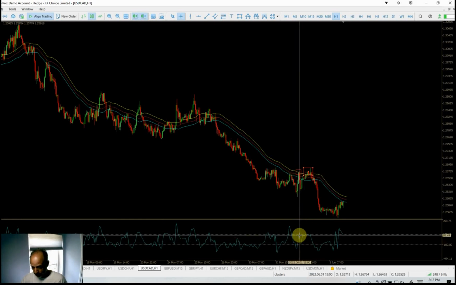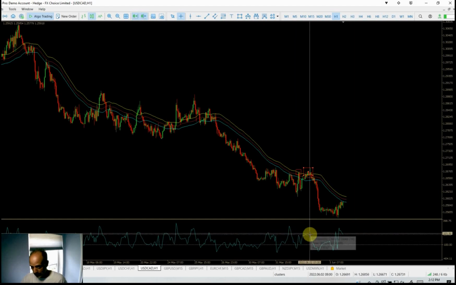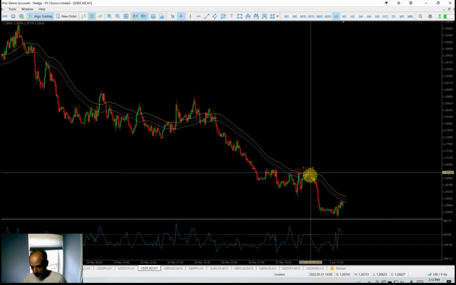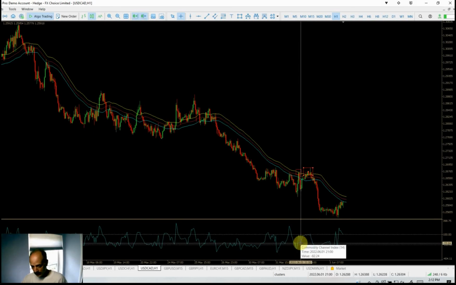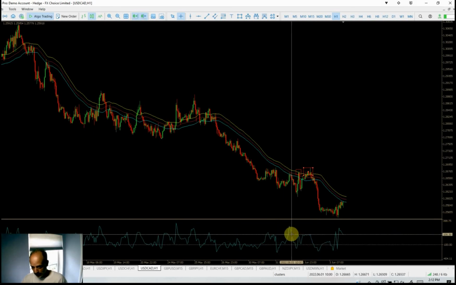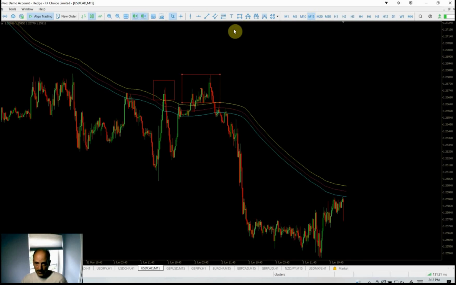Now, this wasn't the best entry because the CCI never got up above the 100 line, but on the next one it did. On this entry it did. It touched it and came back down, but still you could get in right here as it turns back down. Technically, the better entry was actually over here. So let's go back to the 15. Technically, this was the better of these three entries, right here.